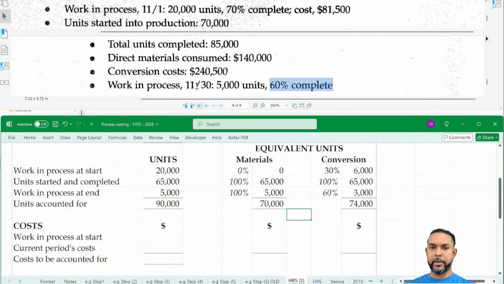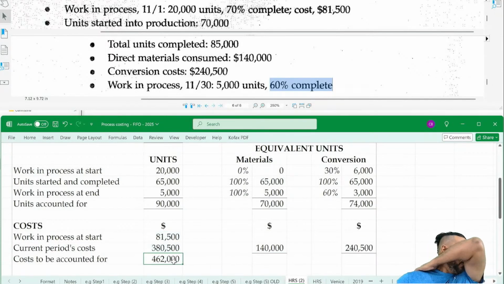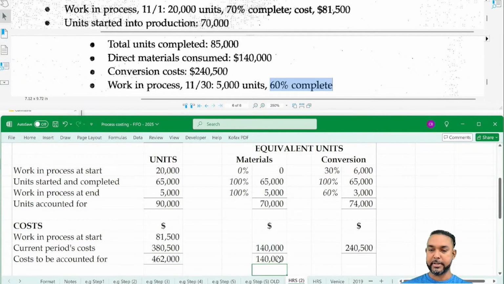Okay, so the costs with the beginning work in process is 81.5. I think it's a bit out of alignment there. And the current period's cost will be the sum of the materials and the conversion. The materials cost for the current period is 140,000 and the conversion cost is 240,500. And now we also add as well like that.